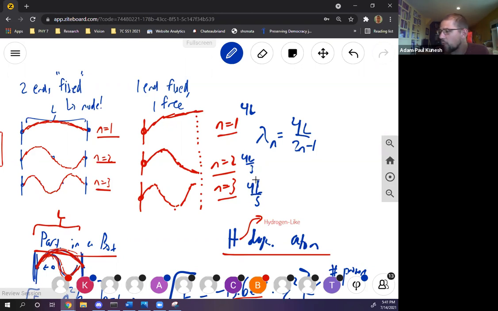So I have 5/4 of a wavelength inside of my L. In the case of n equals 2, I have 3/4 of a wavelength inside. And here I have 1/4 of a wavelength inside my L.